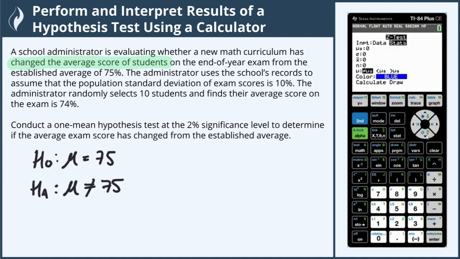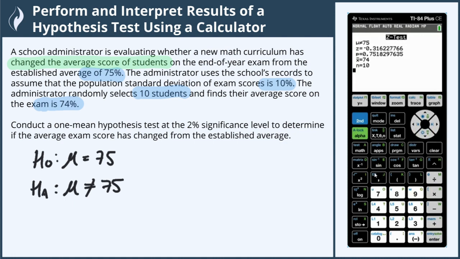We know the mean is 75%. That's our null hypothesis. We know the standard deviation is 10%. That's given. We know that the x bar, the mean of our sample, is 74, and that came from 10 students. Since this is a two-tailed test, we're going to choose not equal to mu. And then we calculate.